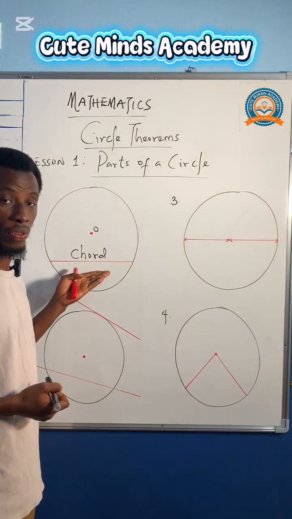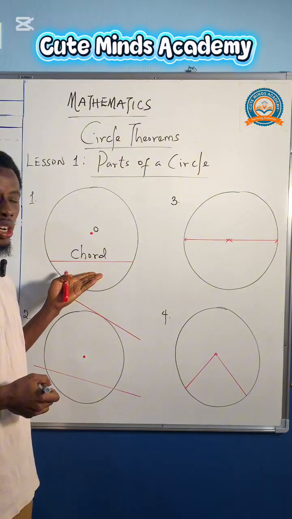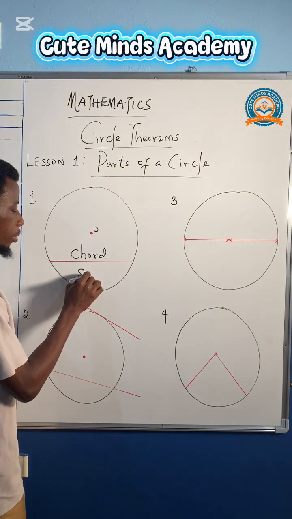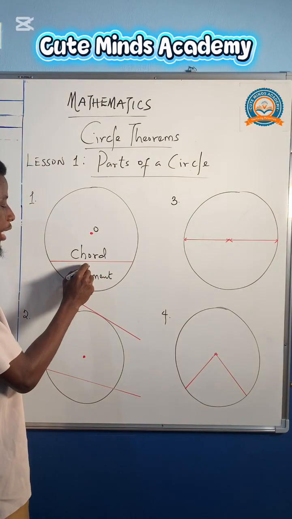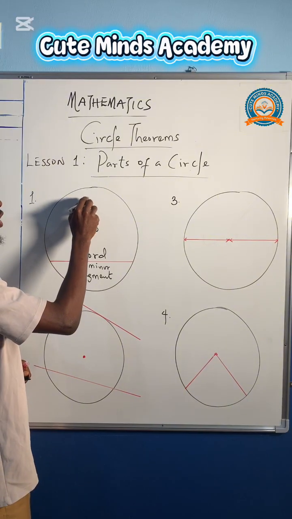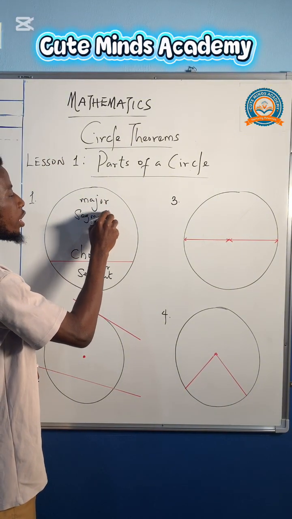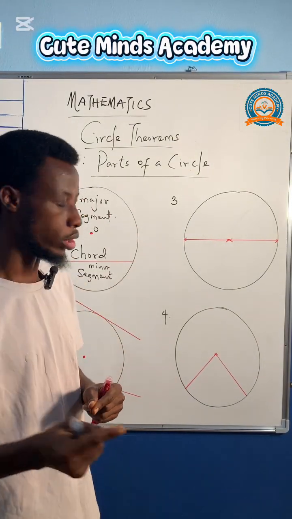And a chord does divide a circle into two parts, and the parts which a chord divides a circle into is what we call segments. So this smaller one we can call the minor segment, while this larger part we can call the major segment. So when you hear the word segment, we are sure we have a circle and a chord.